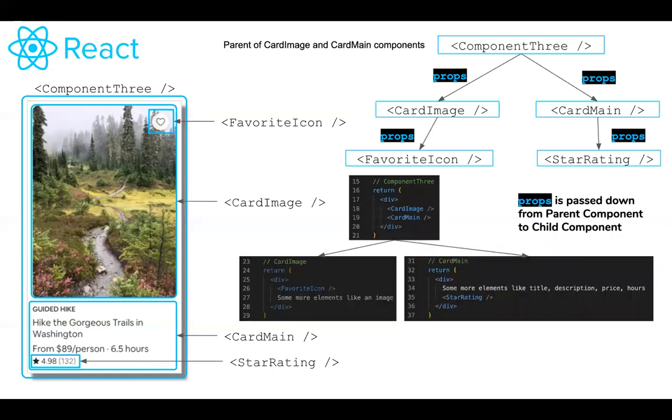So this is just a quick rendering of the code of how this works. We have component 3 that returns a div with a card image component and a card main component, and then in a separate file, we have a card image component that has a favorite icon component and some more elements that you want to display or whatever. And then the card main can return the star rating component, and just some more elements like title, description, whatever else you want to display in that component.